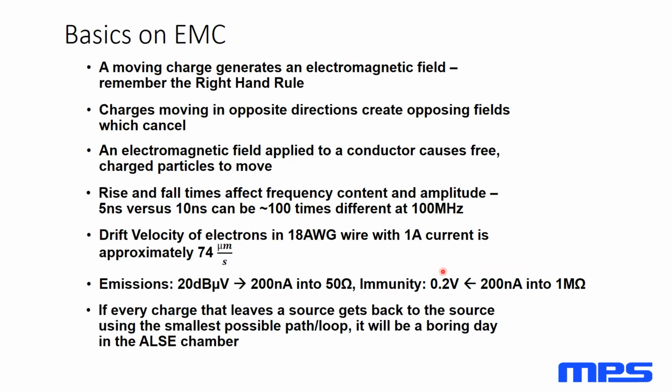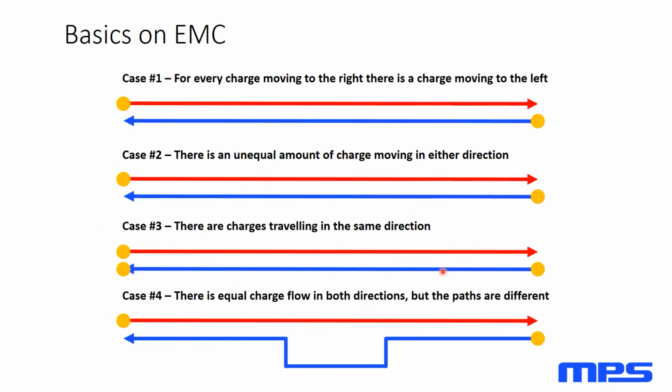Overall, if every charge that leaves that battery in the EMC chamber comes back in the shortest, smallest path loop, it will be a boring day in the chamber. Obviously, that's what we're all hoping for. So real quick, just in terms of charge case 1, this is kind of what we want to have happen. We have charges moving towards our circuit down the power lines and coming back. We want equal amounts of that, and then we will have very little emissions. That also includes on our board as well.